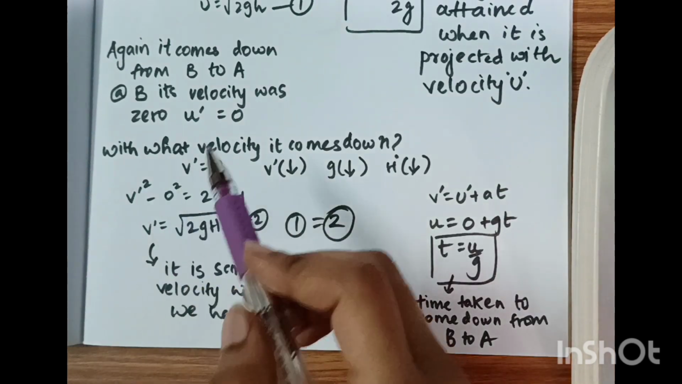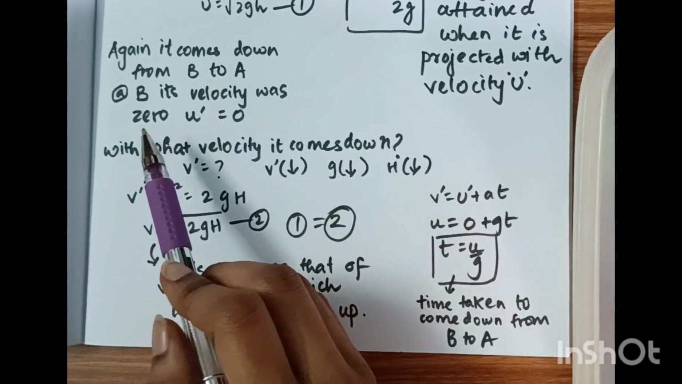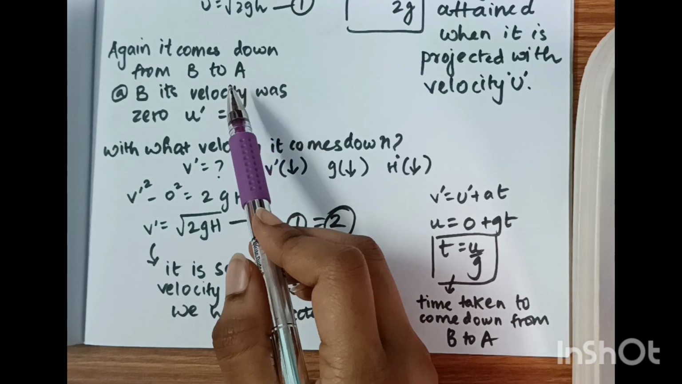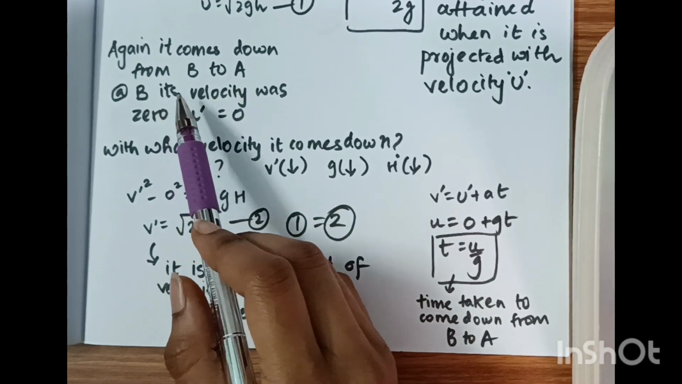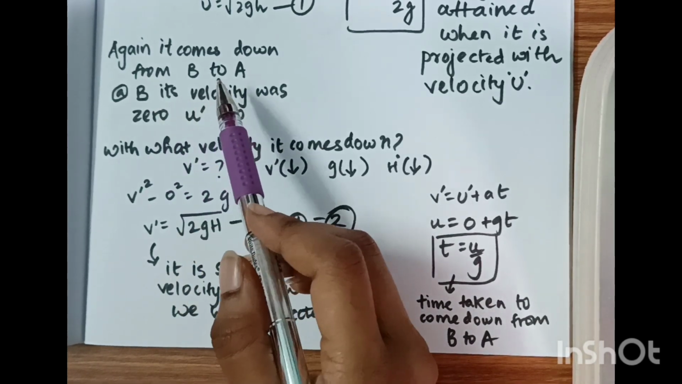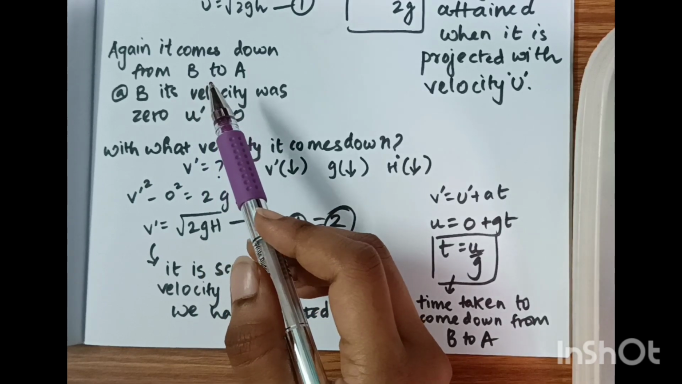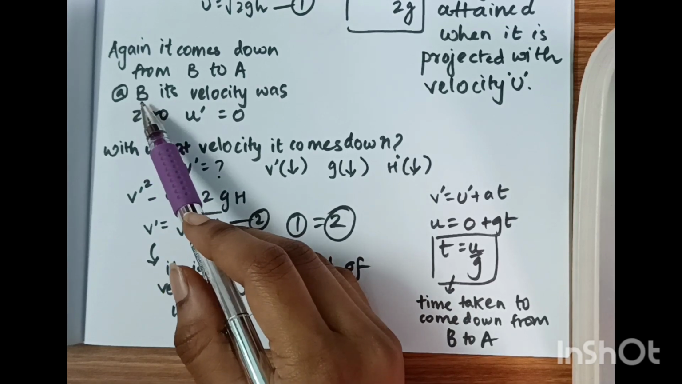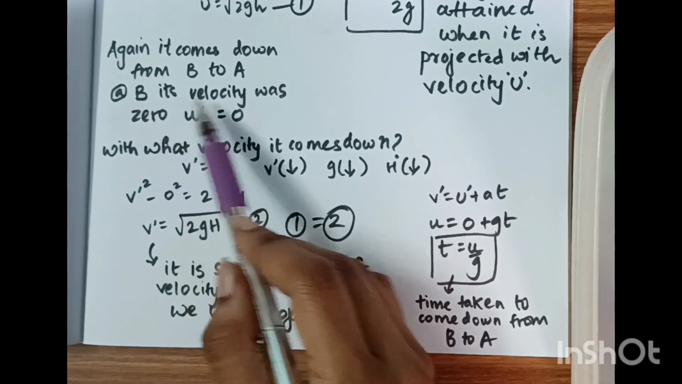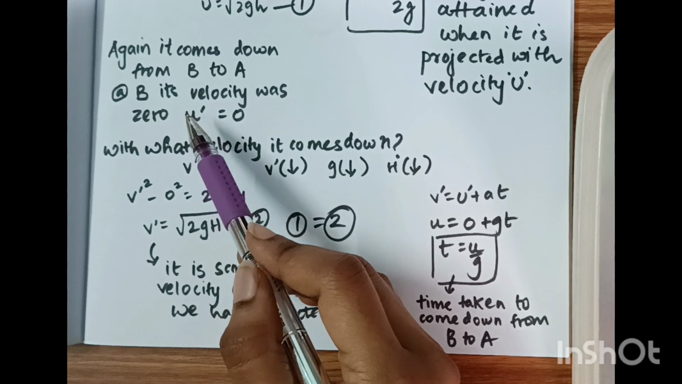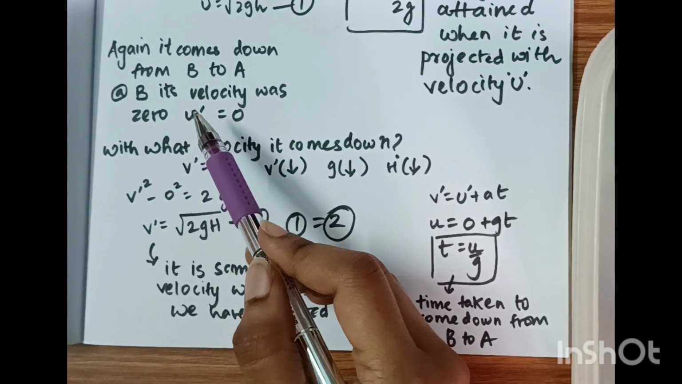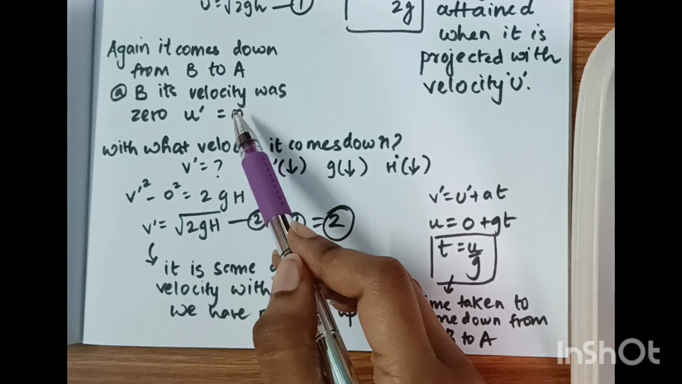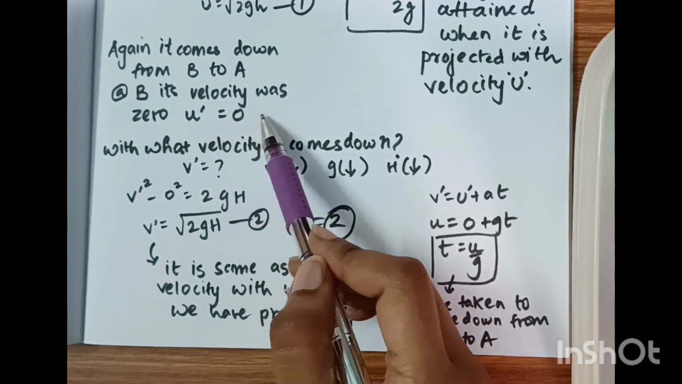So it has reached the maximum height B. Now it will come down from B to A. But now we are going to consider a new equation of motion. Again for B to A, we are going to consider everything in a new form. At B, let us consider that as the initial point. Its velocity is 0. So for this motion coming down from B to A, its initial velocity is 0 because at the topmost point there was no velocity. So U dash is 0.